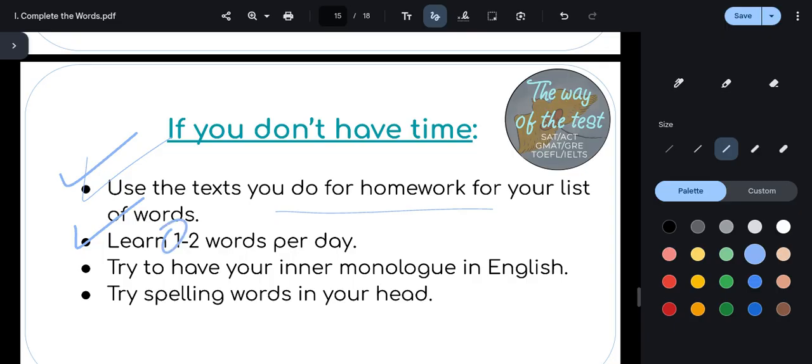Even if you learn one word every day, it is a very good thing, because think about it. At the end of a month, you have learned 30 words, and at the end of a year, you have learned at least 365 words. So yeah, if you do just 1 word per day, it is a lot.